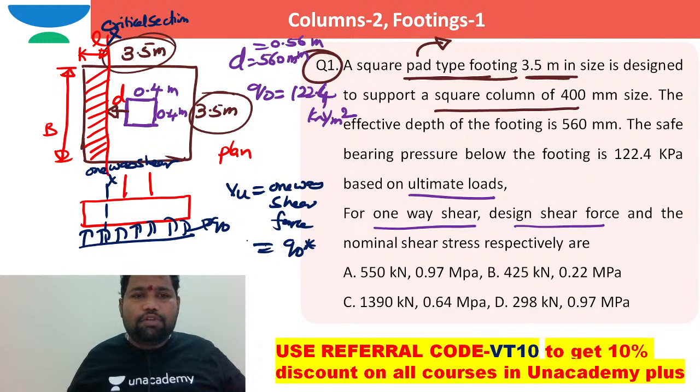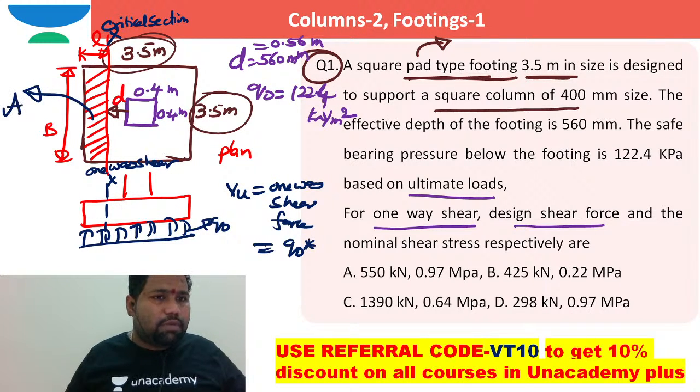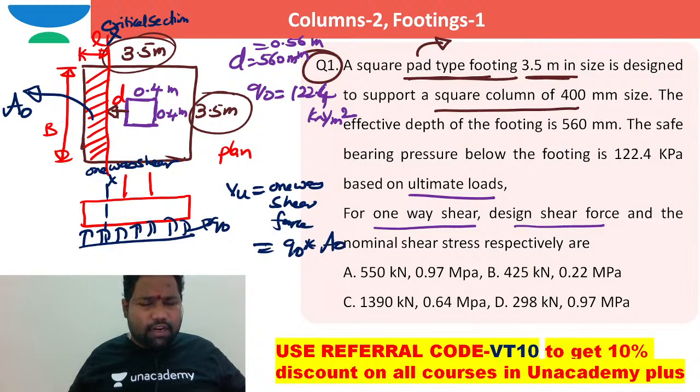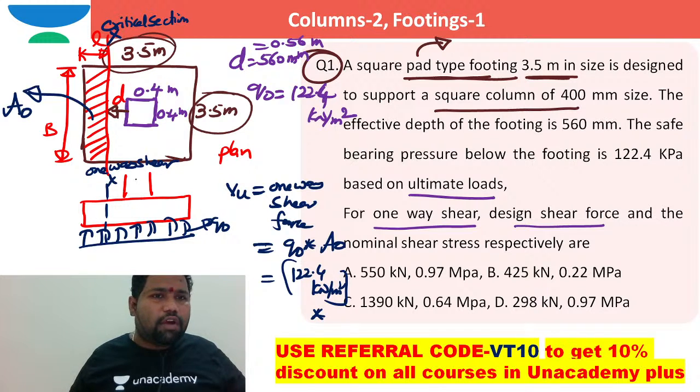The one way shear force is the bearing pressure distribution from the soil on the footing multiplied by the area of this hatched portion. Maybe I can take the area of this hatched portion as A naught, it's up to you. So if I take it as A naught, then Q naught is how much? The value of Q naught I can take as 122.4 kilonewton per meter square into A naught. How can you work out this A naught? This is breadth, breadth is 3.5, into this L. I need to work out L.